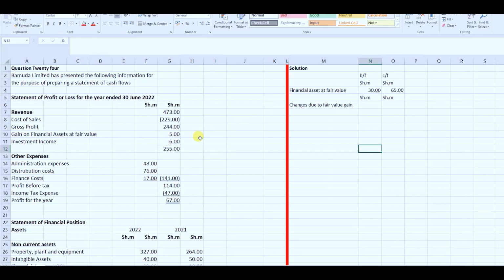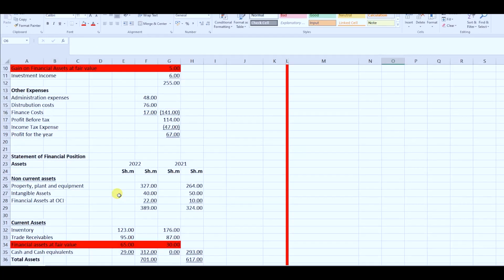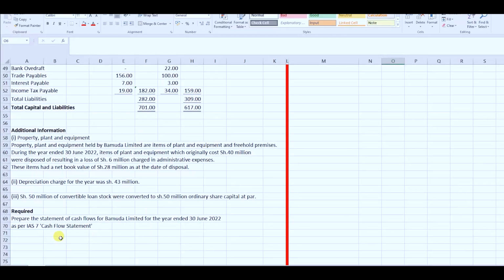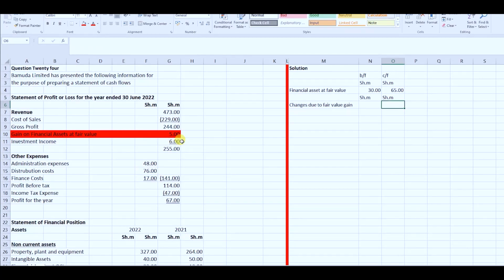So the changes due to fair value gain are given to us over here. You can check from the income statement or the balance sheet over there, changes due to fair value gain. You can see it here, actually. It's given to us over here, highlighted there. It's 5. Right? So we put it as negative value there. We are following based on this statement over here, IAS 7 cash flow statement. So we are picking the value of 5 over here, and that is gotten from the income statement here. So plus, minus, because we want it as a negative value, that one there, put there, 5.